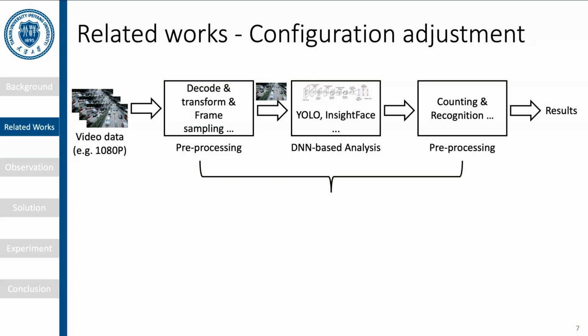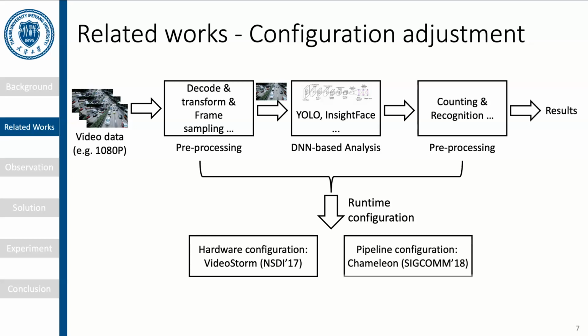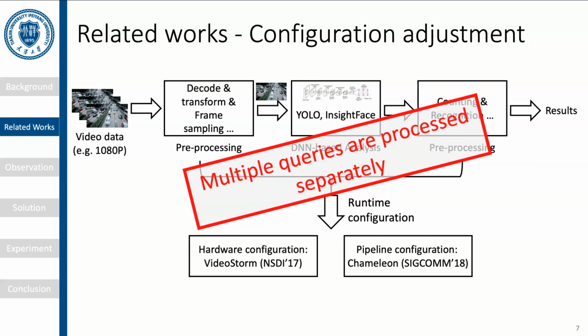To achieve better performance with the same computing resources, VideoStorm can adjust resource allocations of multiple queries' processing pipelines. Chameleon is another related work which periodically adjusts the configuration of a long-time query by considering the cross-camera correlation and the independence of configurations. Even though these works have done some excellent jobs to optimize the processing performance of a video analytic system, in these works, multiple queries are still processed separately.